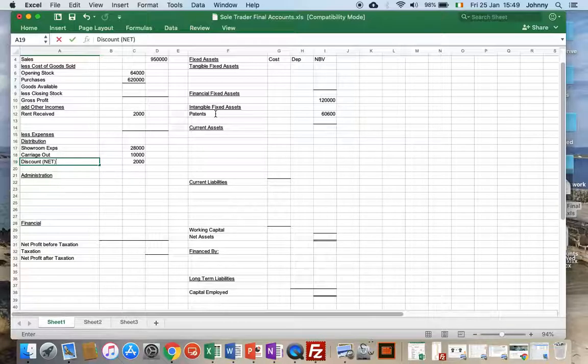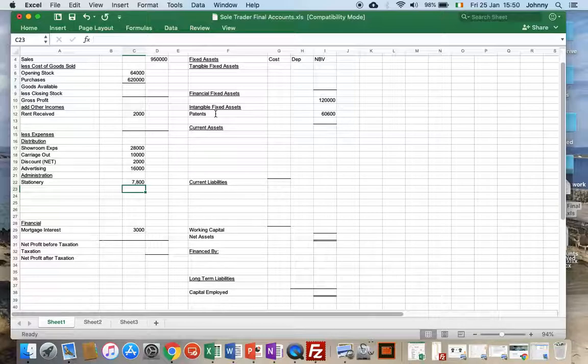Mortgage interest, well, that's a financial expense. Advertising, 16 grand, so that's to do with selling goods, so a distribution expense. Stationery, that's an admin expense. So stationery is just paper and pens, etc.